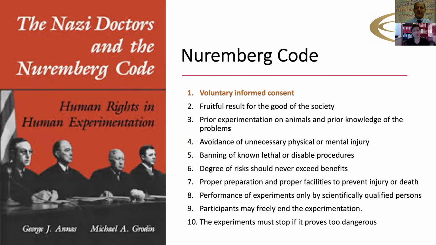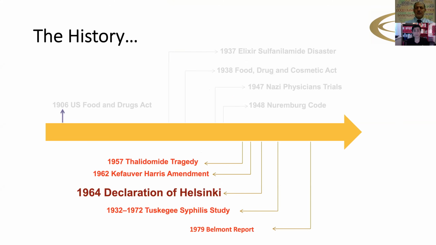I'm not going to go through the rest, but just highlight voluntary consent. So there you go. So now we have this code, some guidance, which told us researchers as doctors that if we're going to experiment in humans, we must follow certain codes. Now, what happened as we progressed during the decade?